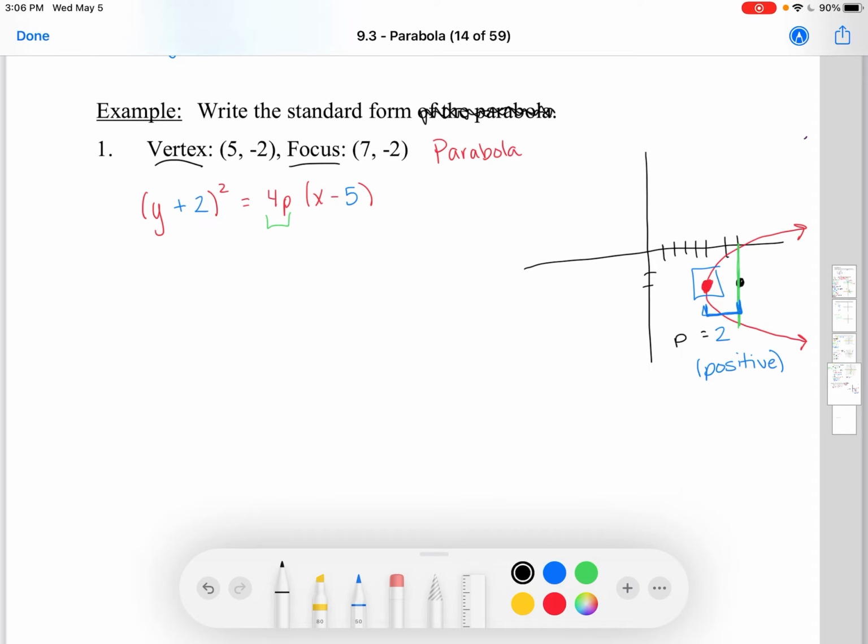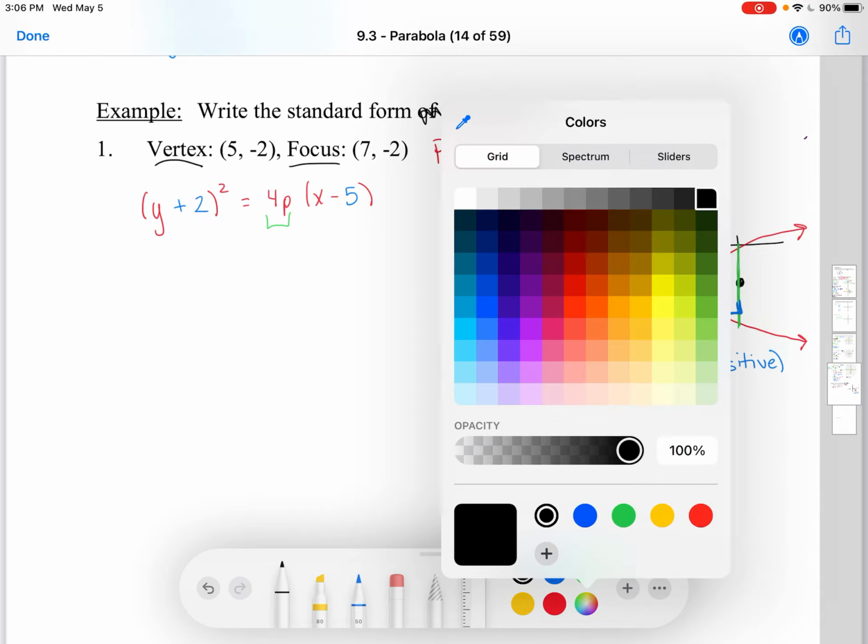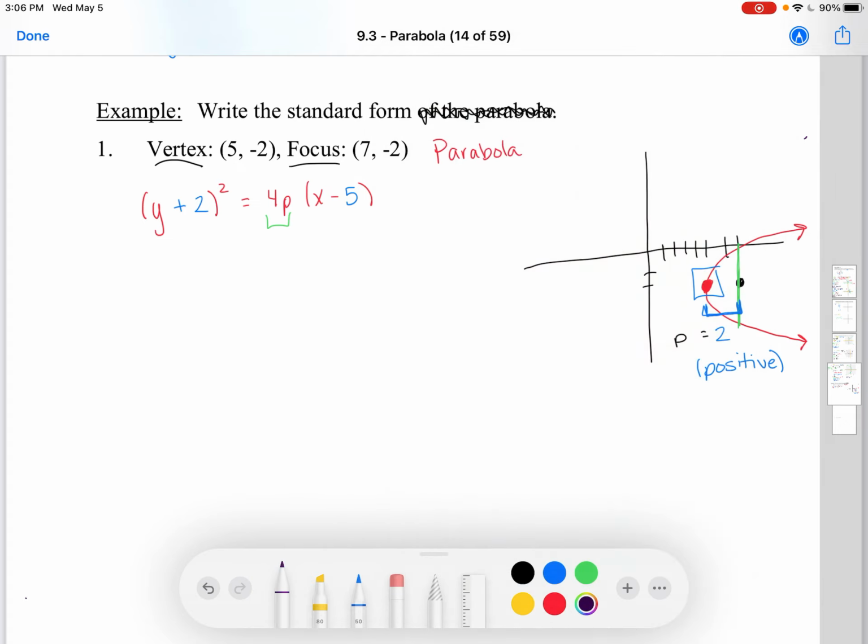So as soon as I plug in a 2 for p in that formula, that will give me an 8, resulting in a final answer of (y plus 2) squared equals 8 times (x minus 5). Or, for example, if you didn't like that order, you can flip-flop it around the equal sign. And that will be all right as well. But that 8 definitely needs to be with your single variable. Make sure that is the case.